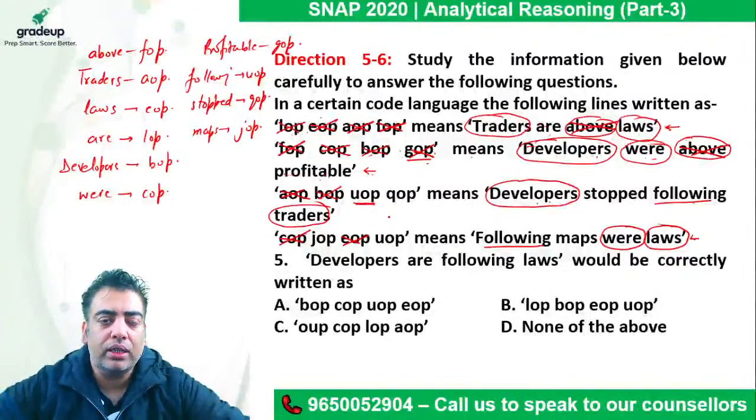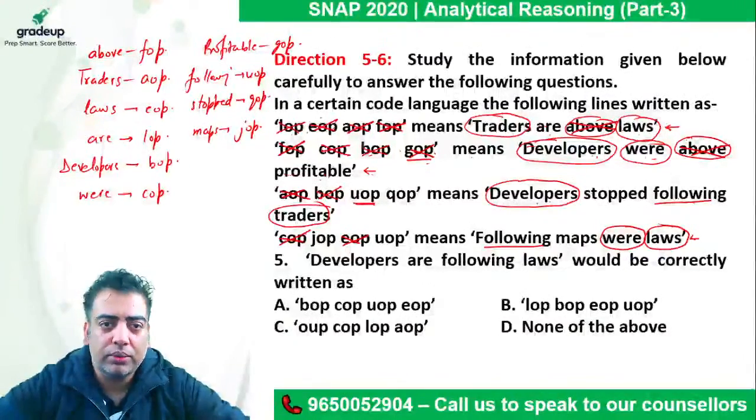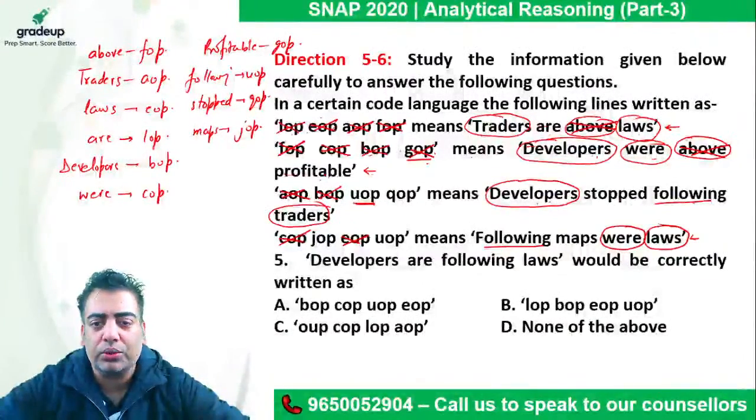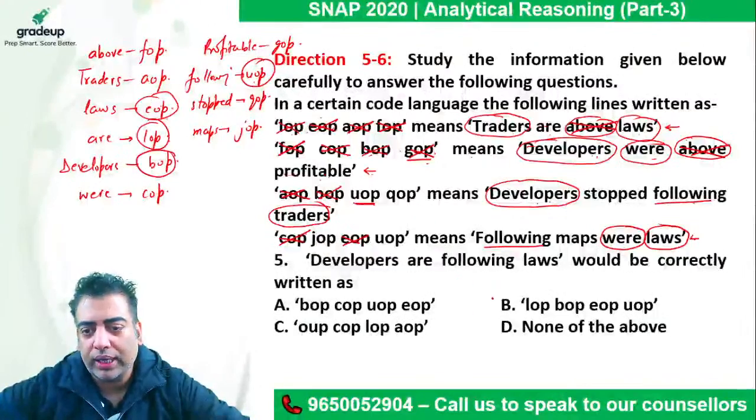Right. So with this, you can answer all the questions very quickly if multiple questions are there. So if multiple questions are there, you must write down all the values. If it is question specific, we just need to focus on developers are following laws. Now as we have done the job here, developers are following laws is the required answer: LOP, BOP, EOP, UOP. So the correct answer option comes out to be B.